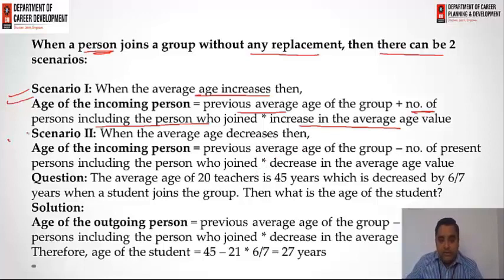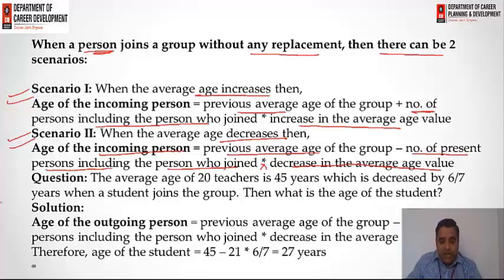the increase in the average age value. Whereas in the second scenario, when the average age decreases, the age of the person who enters the group is the previous average of the group minus the number of present persons including the person who joined, multiplied by the decrease in the average age value.